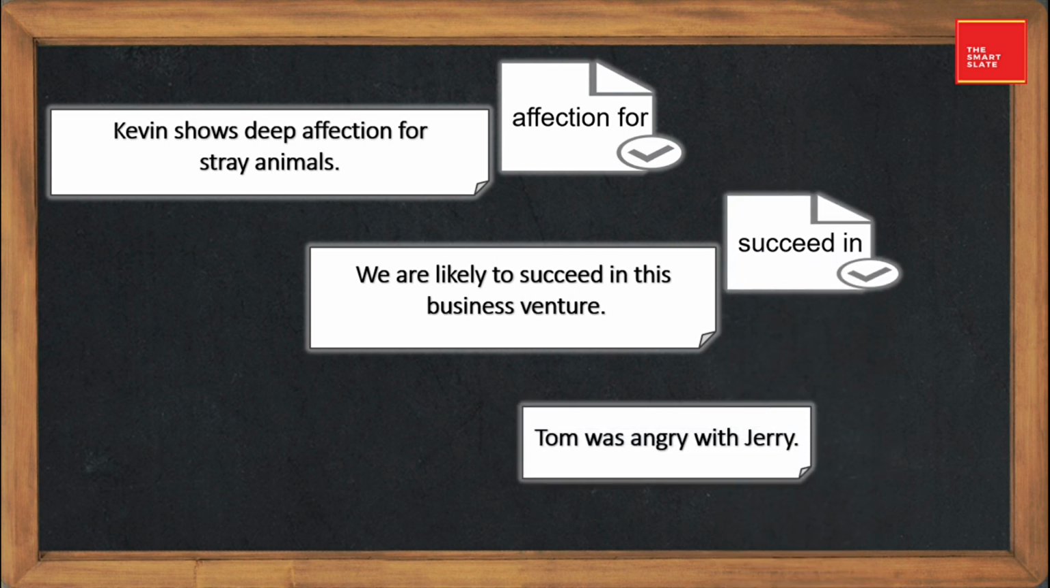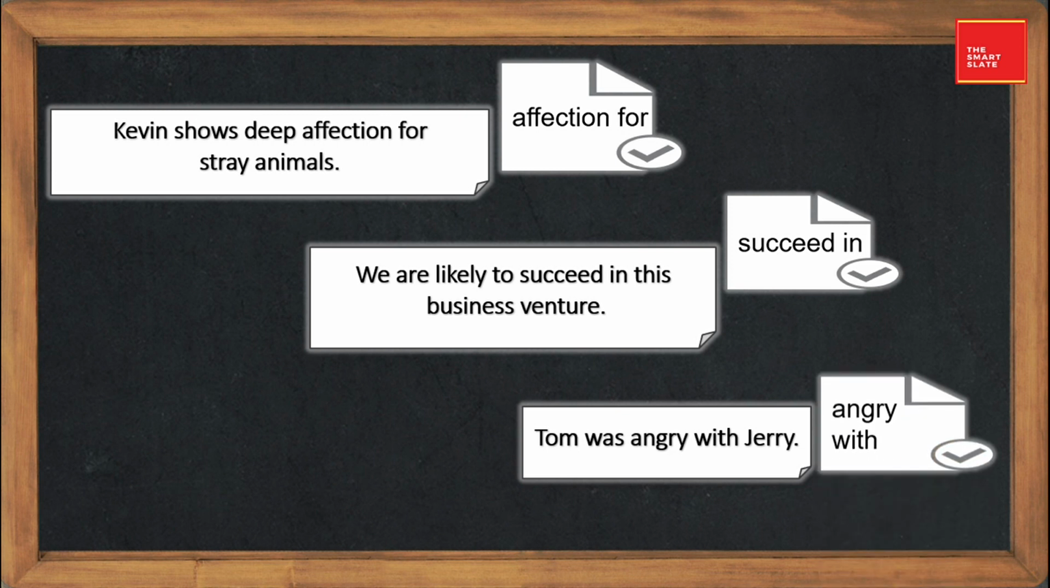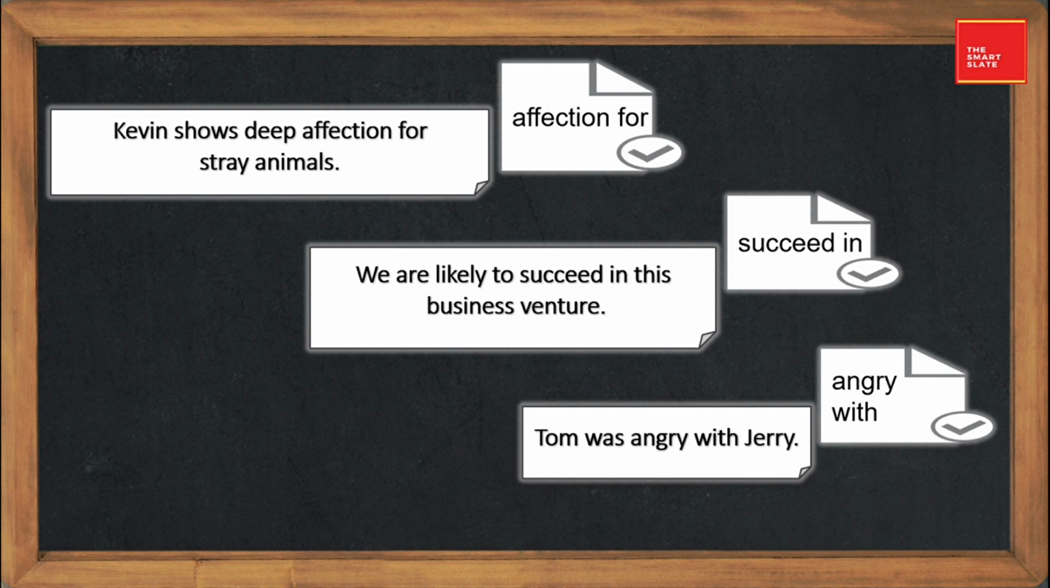Tom was angry with Jerry. So here the quality or the mood, you can say Tom was quite angry. So the quality shown here is angry. Angry with becomes your idiomatic preposition.